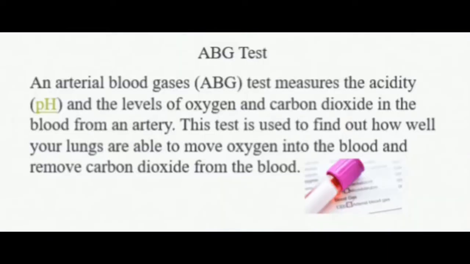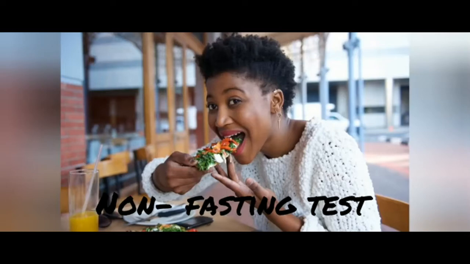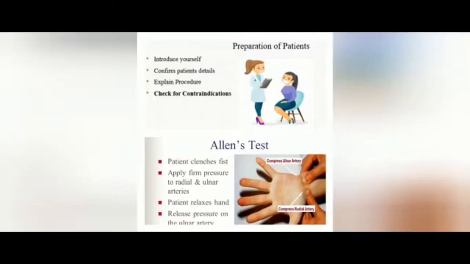ABG test, the arterial blood gas test. Say you are short of breath, an ABG test is the best. It is a measurement of acidity or alkalinity from an artery. It is not a fasting test, so eat your food and digest. Preparation of the patient: make sure to perform the Allen test. Ask if the patient is on medication so that during the process nothing goes wrong.